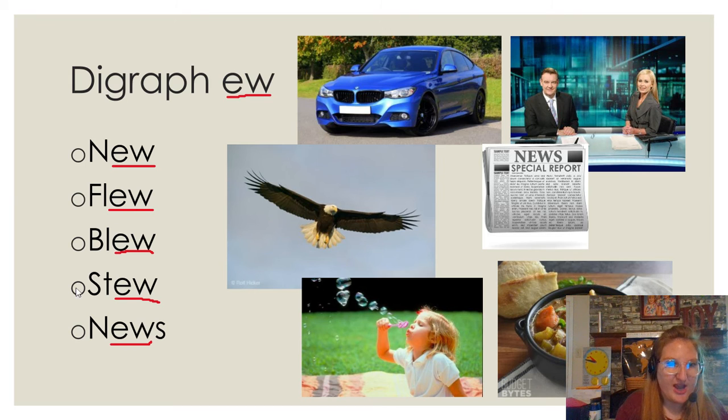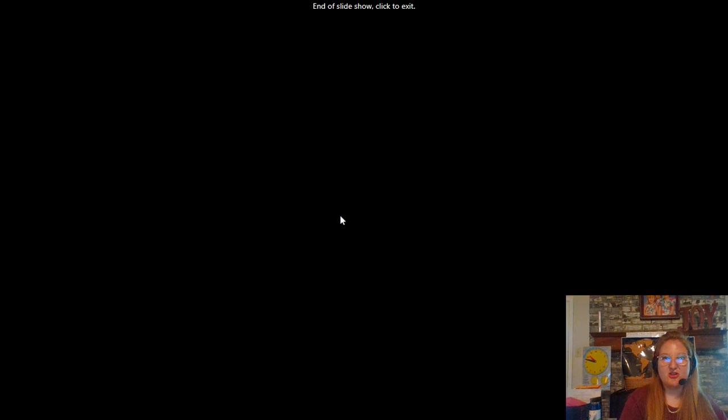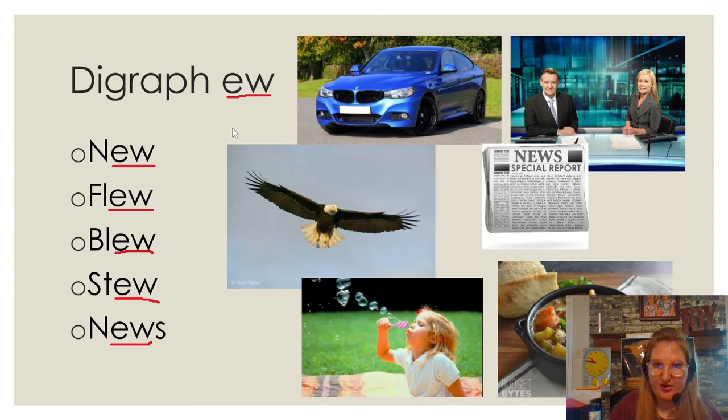All right, let's look at flew. Underline our EW digraph and look over here at the eagle flying, America's national bird. Oh, sorry, boys and girls. There we go. This mouse is very touchy. It means it's very sensitive. Okay, so we underline our EW, and look at the eagle that's flying. The eagle flew over the ocean. Flew. So new and flew, the EW says oo. Okay, let's look at the third word.